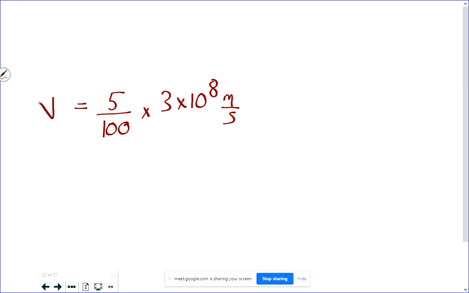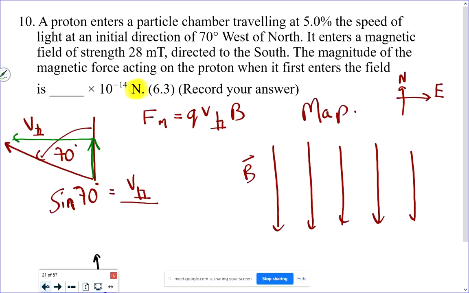Okay. Thank you. And that means that this hypotenuse is 1.5 times 10 to the 7 meters per second. So now we're just about home free. We're going to put 1.5 times 10 to the 7 here. We can calculate V perpendicular to put it in here, along with the charge of the proton, and then multiply by the magnitude of the magnetic field as well. Is that okay? Okay. Now, we ended up using sine here.